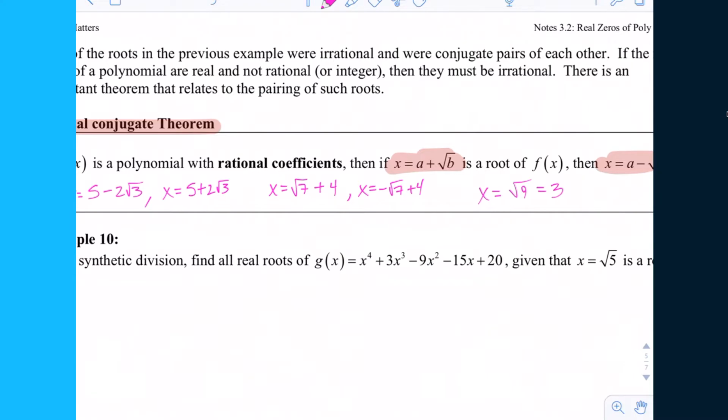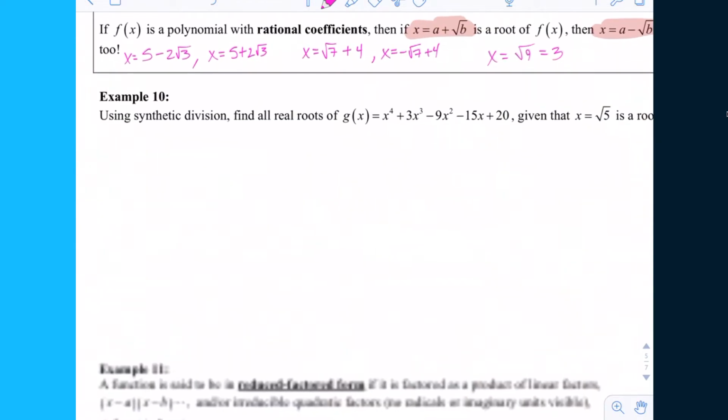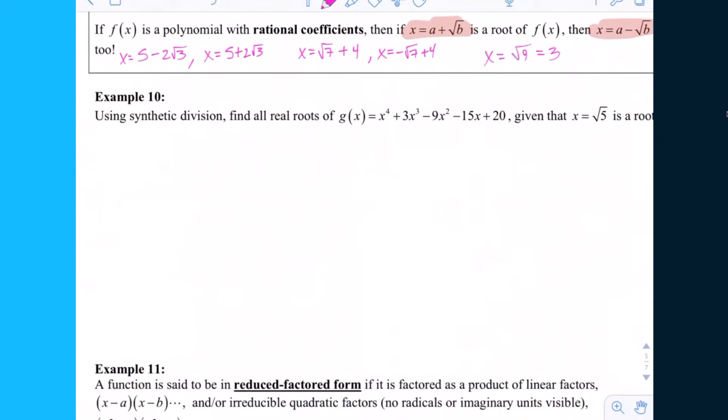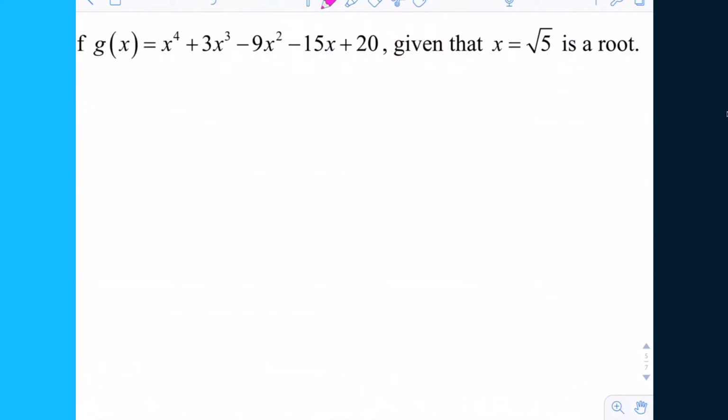And for right now, if we don't say the polynomial has rational coefficients, we're going to assume that it does, okay? We're going to assume that it does. I will try and mention it every time. So in other words, you can assume as for up to right now, through this section, the radical conjugate theorem applies. All right, let's try it out. Example 10, using synthetic division, find all the real roots of this fourth degree polynomial, given that the square root of 5 is a root.